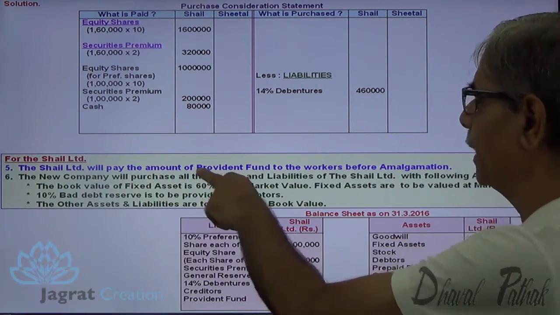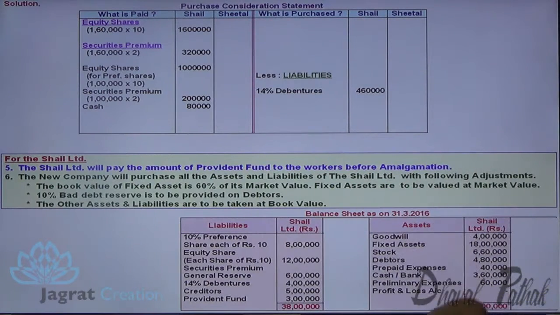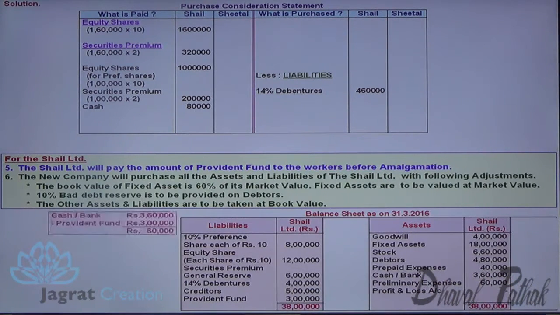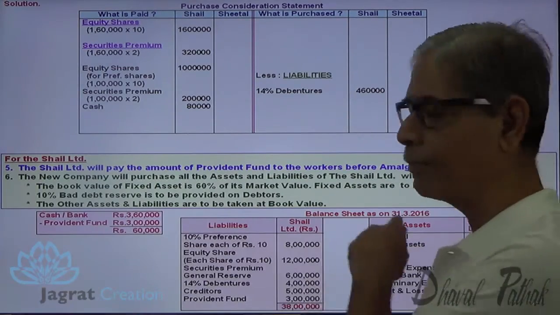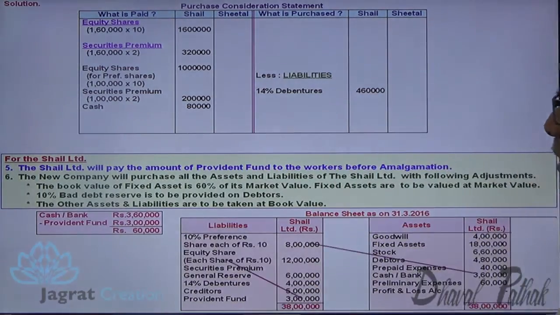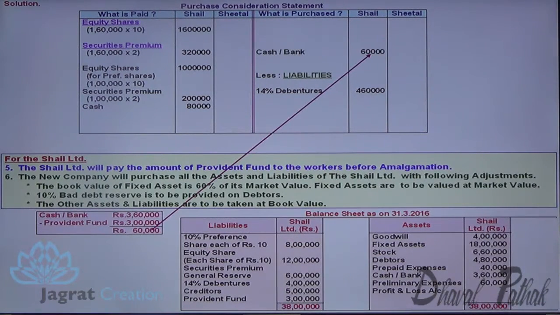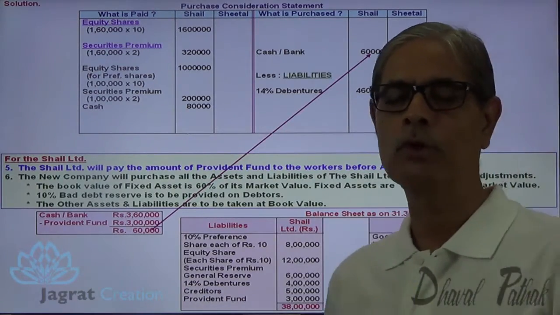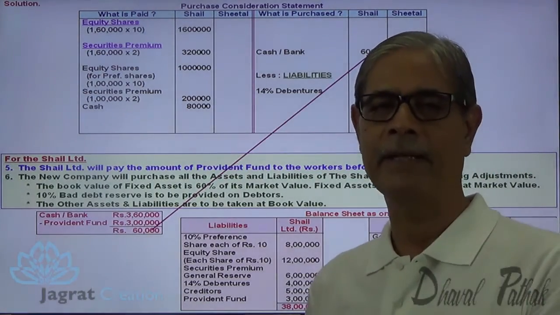Sheetal Ltd will pay the provident fund to the workers before amalgamation. Before amalgamation, the cash and bank balance was how much? 3,60,000. Provident fund is paid. So the balance left with the vendor is 60,000. That is being purchased. So in my purchase consideration statement, I will write cash and bank balance purchased at 60,000, and this provident fund is paid out, which I am not going to purchase now because it is already paid, cannot be purchased.